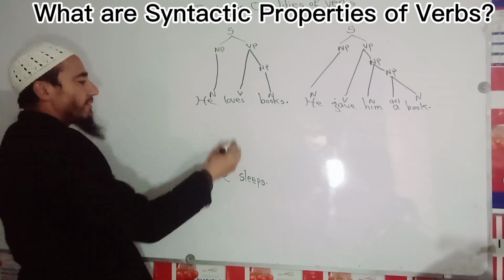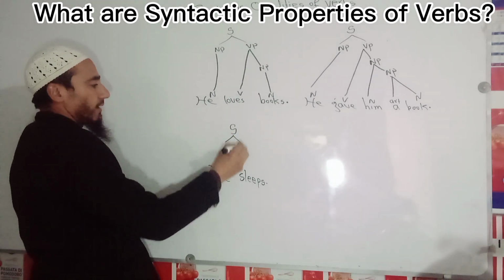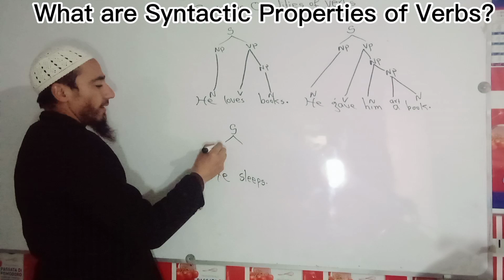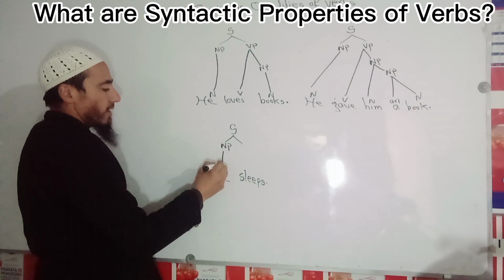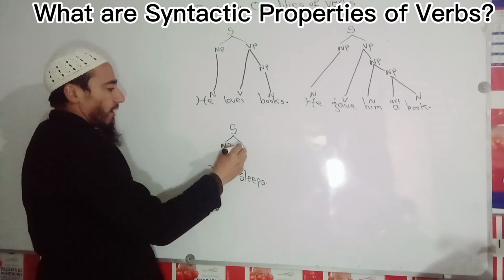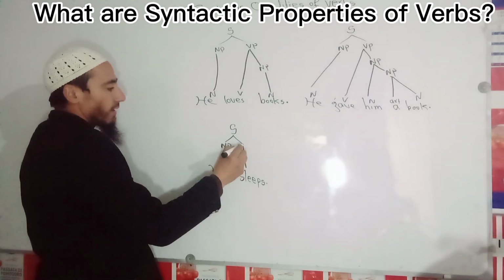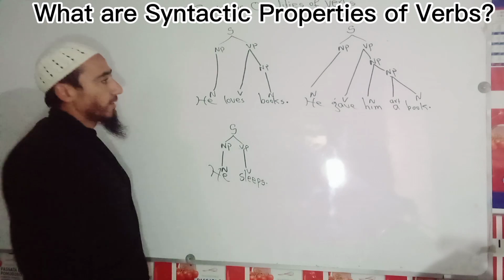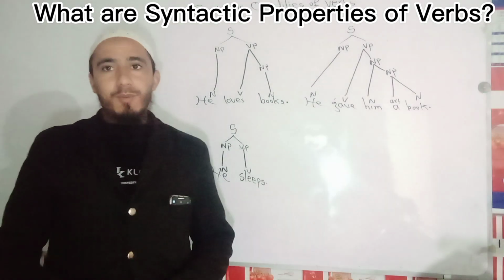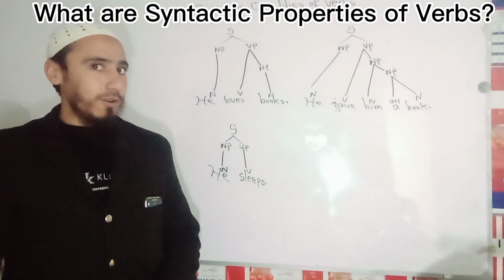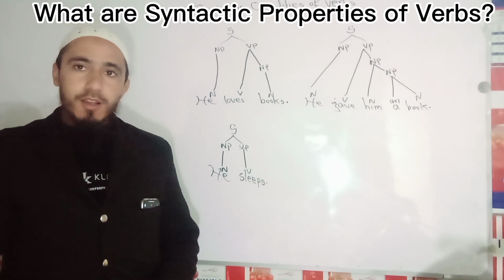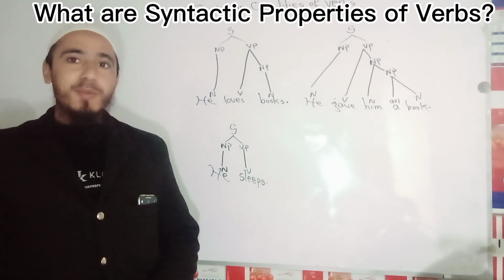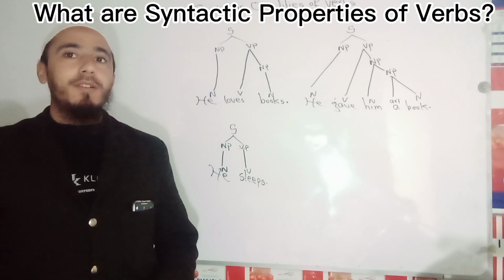The last sentence we have, here we have S, and we have NP, that is he, so it is N. And we also have VP, that is V, sleeps. So listeners and audience, this is all about today's topic. Hope that you would have understood the properties or arguments of verbs. Thank you.